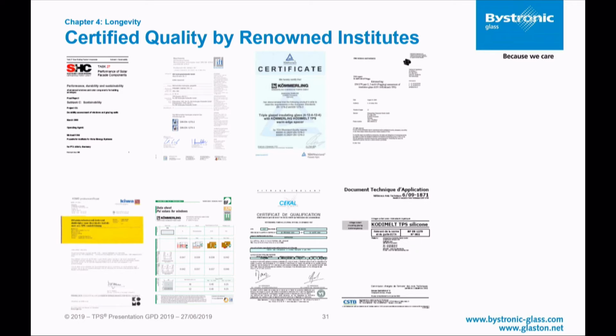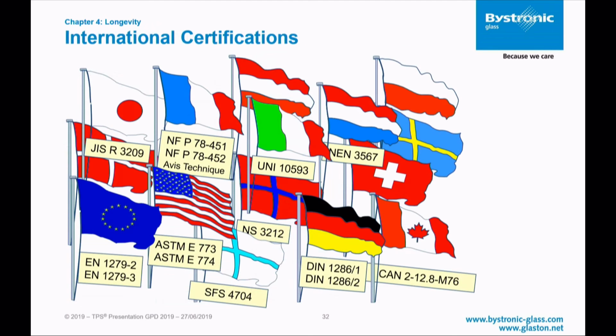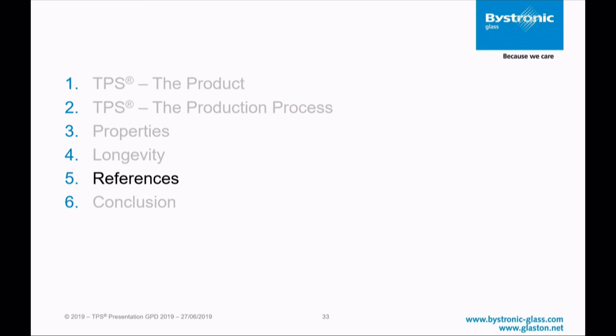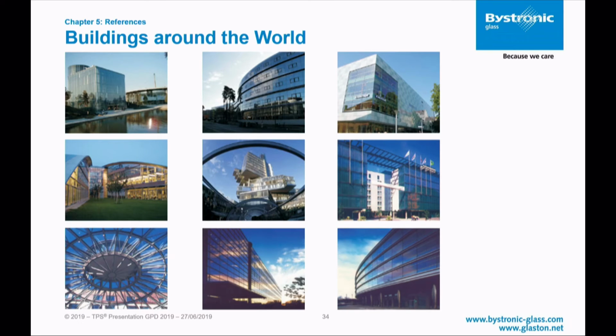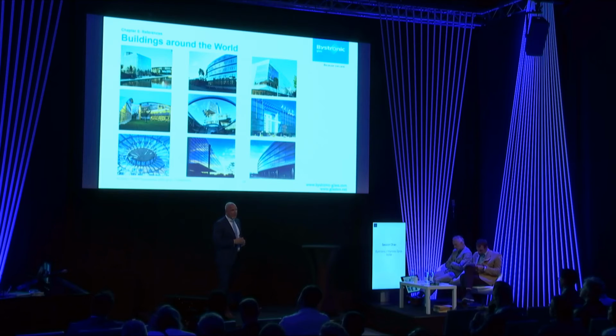The system is also proven by all renowned institutes. That means there are certificates worldwide for the TPS IGU. And when you take a look at the references, there are buildings around the world where TPS is used. With more than 120 TPS lines installed worldwide, you can see several buildings where this system is used.